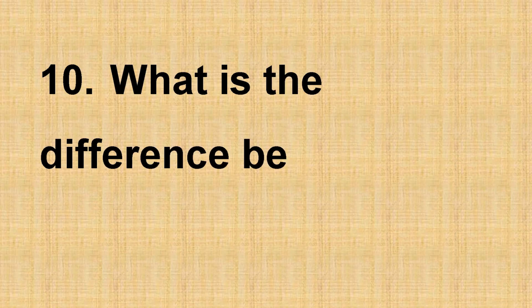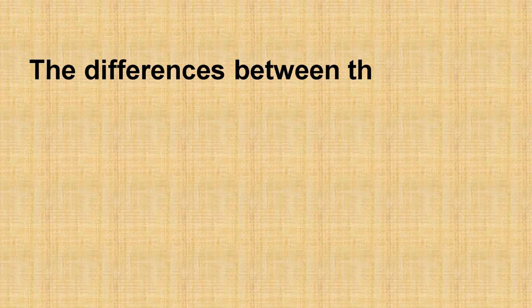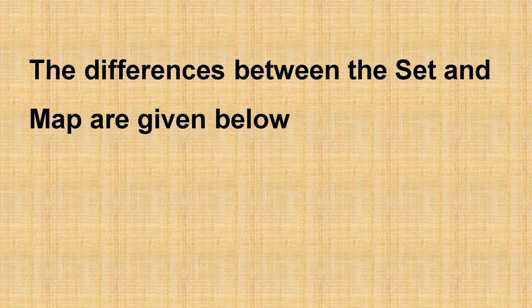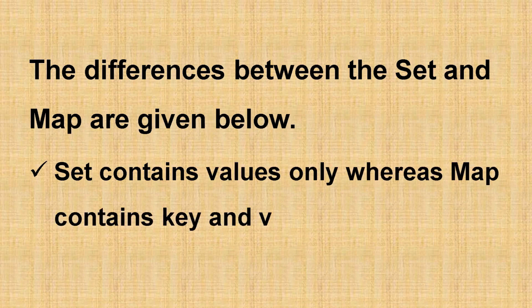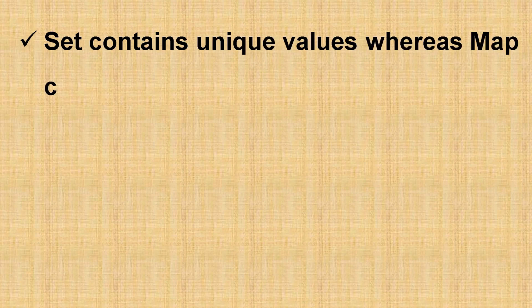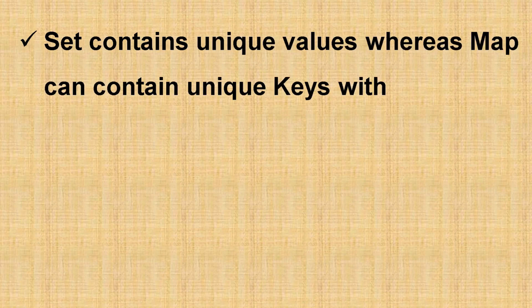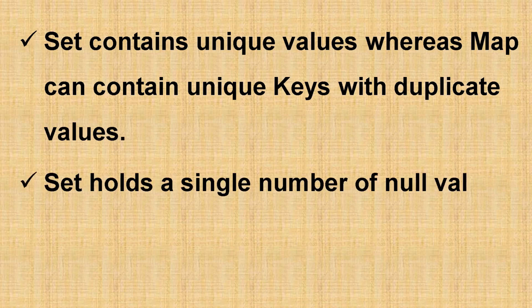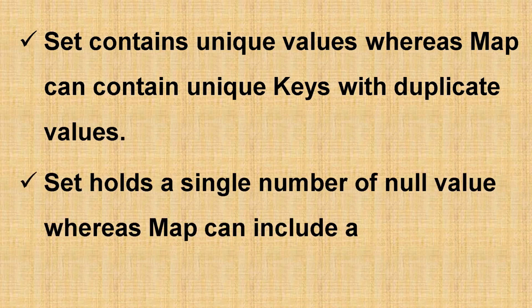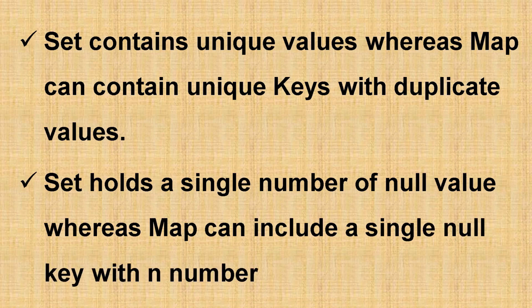What is the difference between set and map? The differences between the set and map are given below. Set contains values only whereas map contains key and values both. Set contains unique values whereas map can contain unique keys with duplicate values. Set holds a single null value whereas map can include a single null key with n number of null values.